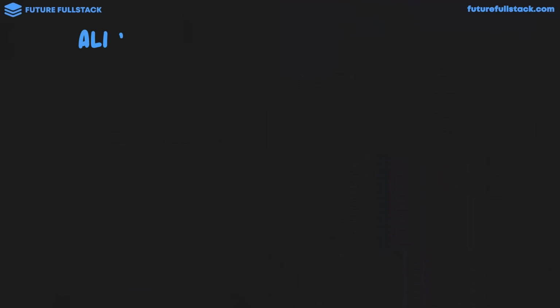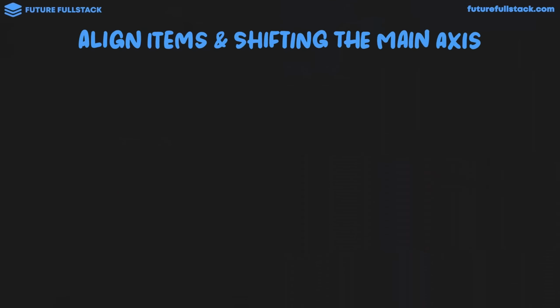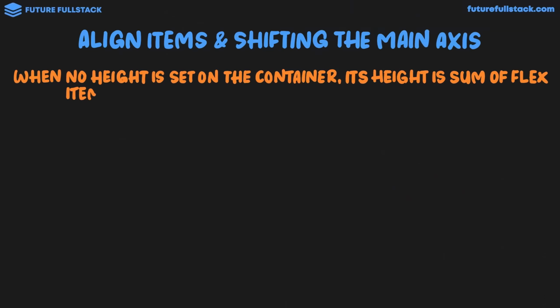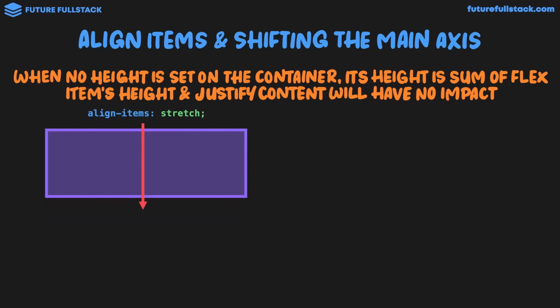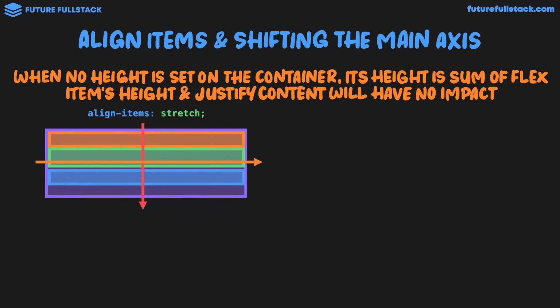So let's now look at align items and shifting the main axis. When no height is set on the container, its height is the sum of flex items' heights, and justify content will have no impact. So I want to look at align items and justify content at the same time when we've shifted the main axis. If we have align items stretch, we have our flex container, our main axis, which is now running from top to bottom because we've shifted the main axis, which means that our cross axis is now moving from left to right. This means that our flex items will look like this.